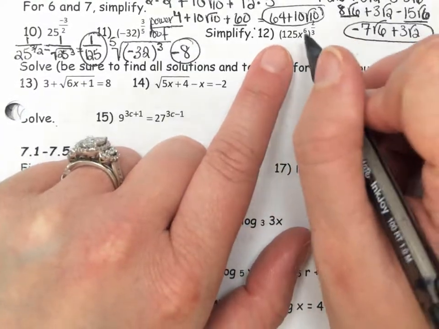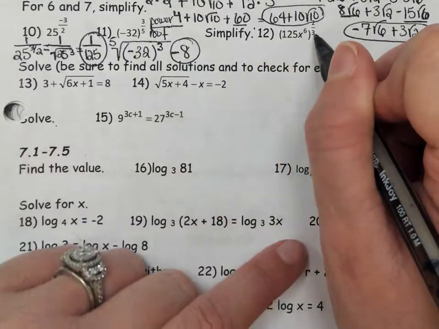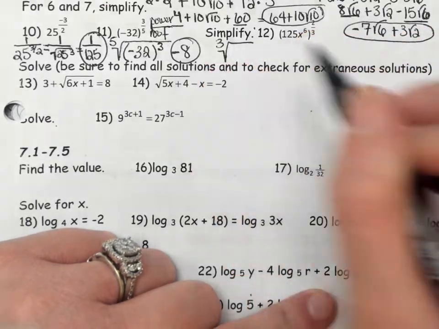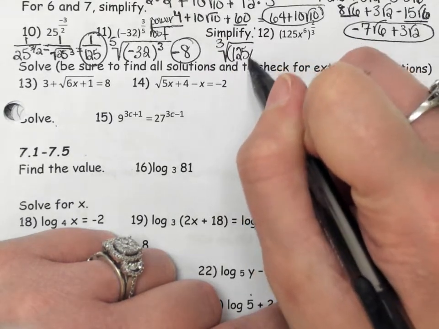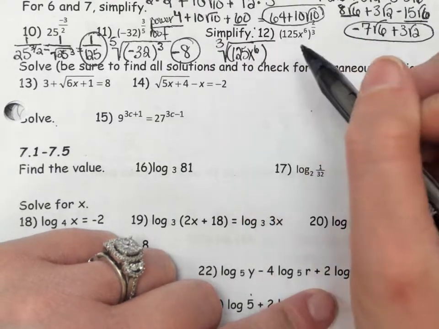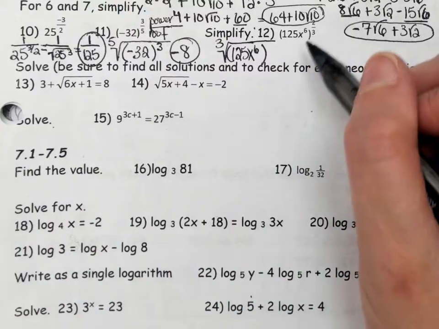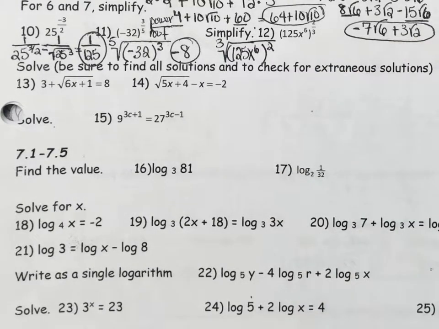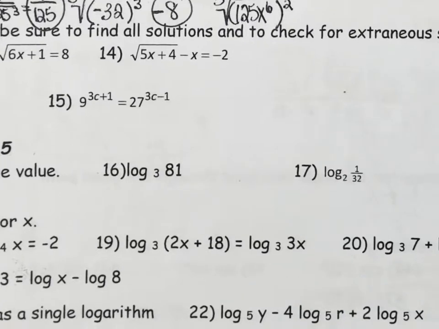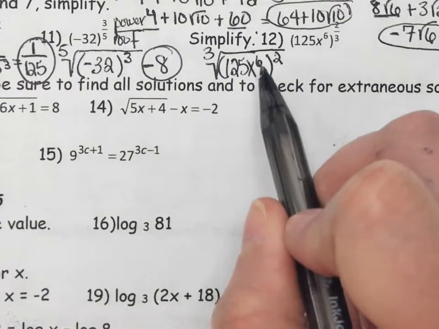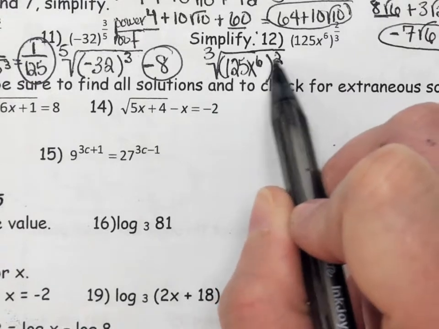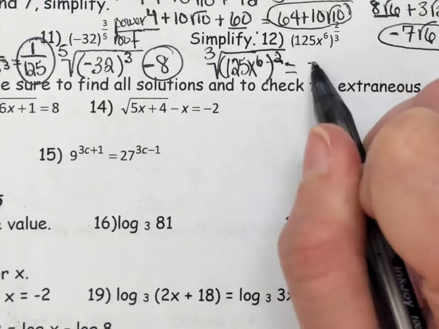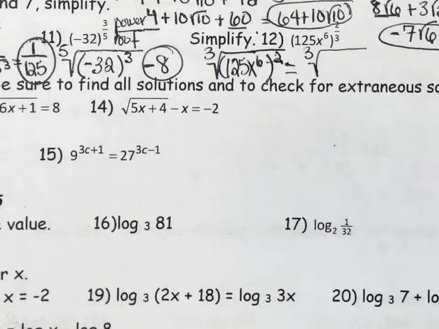Alright, what about number 12? What's your root here between these two? How much? 3. There you go. Alright, then you got 125 x to the 6. And all that is to what power? The 2nd power, Hunter. Very good. I think I need to make it a little bigger. Okay, so what do you do to the 6 and the 2 right here? You multiply them. And also 125. What's 125 to the 2nd power? Use your calculator.